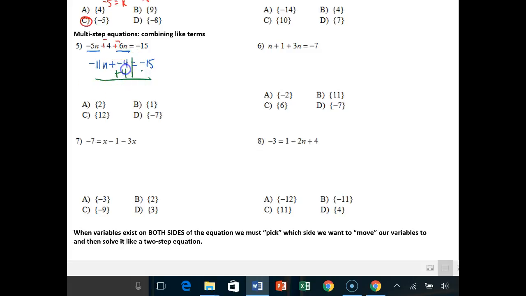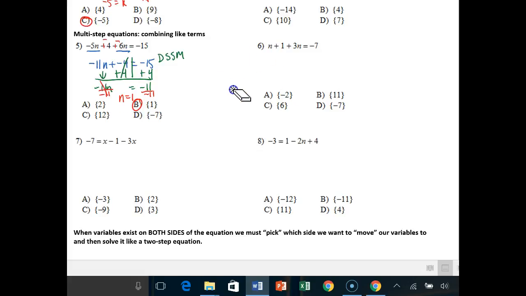You add 4 to both sides. That cancels out because it's 0. Negative 11n gets dropped down. And we have negative 15 plus 4. Different signs subtract, keep the sign of the one with more. So 15 minus 4 is 11, but we had more negatives, so it's negative 11. And we're going to divide both sides by negative 11. So this cancels out because it's 1, and n is equal to negative 11 divided by negative 11, which is 1. Positive 1 is your answer.